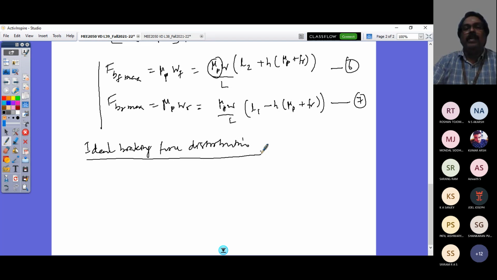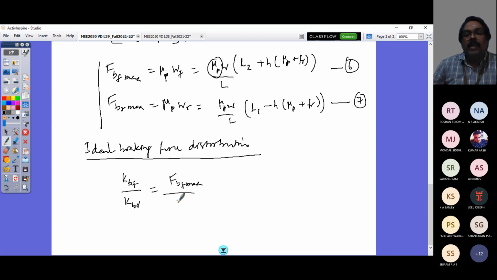And that ideal braking force distribution would be achieved if the distribution of braking force is the same as the ratio of normal loads acting on the wheels in the front and rear axle. So I can put that in this fashion: KBF by KBR, where KBF and KBR refer to the proportion of the total braking force in the front and the rear axle respectively, and that ratio should be the same as FBF max by FBR max.